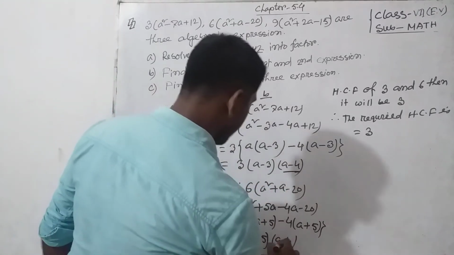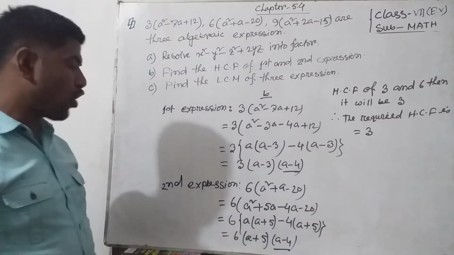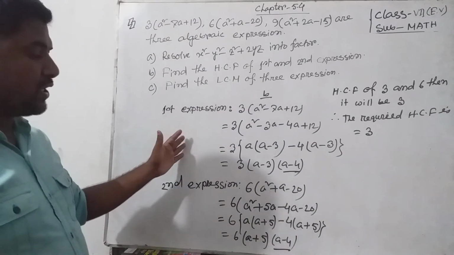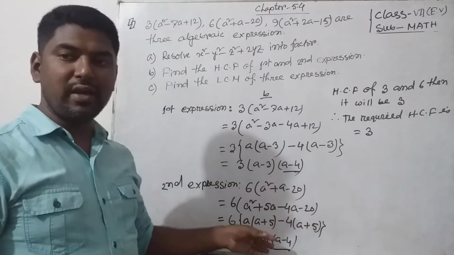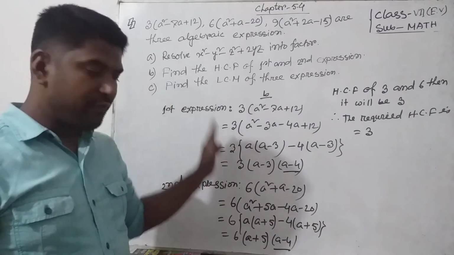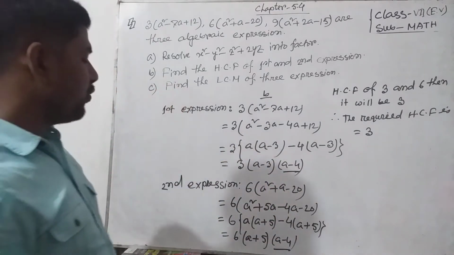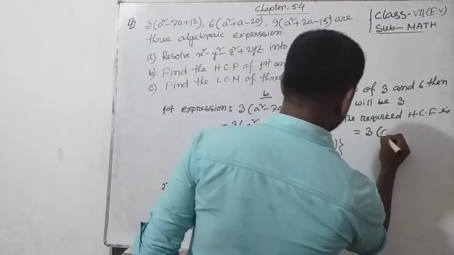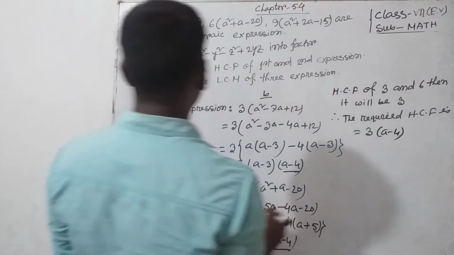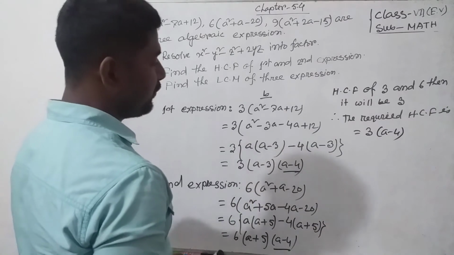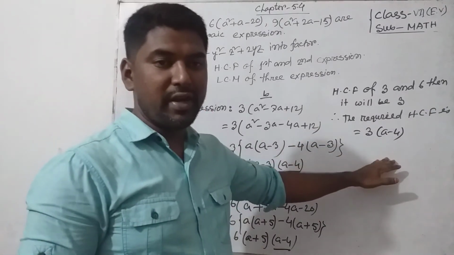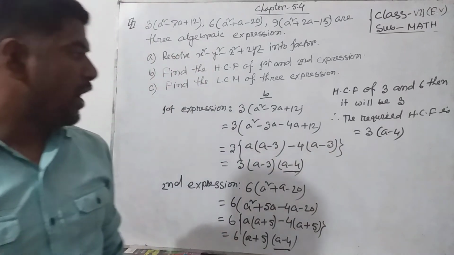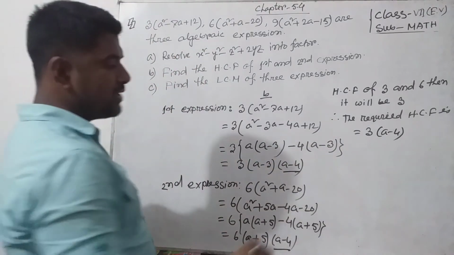A minus 4 and a minus 4. A minus 4 is the common factor of both expressions. So a minus 4 is the HCF of this expression. So we can write 3 into a minus 4. So we find the HCF of the first and second expression. The first and second expression HCF we find out is 3 into a minus 4. Okay, I hope everybody understands, and it is the answer.